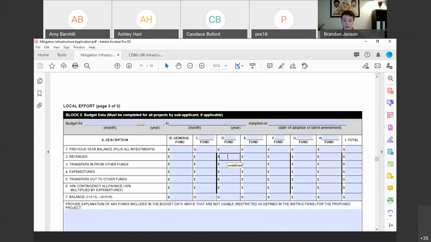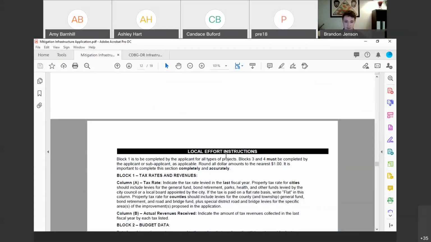Probably because we missed it when we were trimming, so we'll correct it. Thank you. Oh, and let me just say, I really appreciate what you guys have done to reduce these applications. They're definitely easier to work with than previous forms.